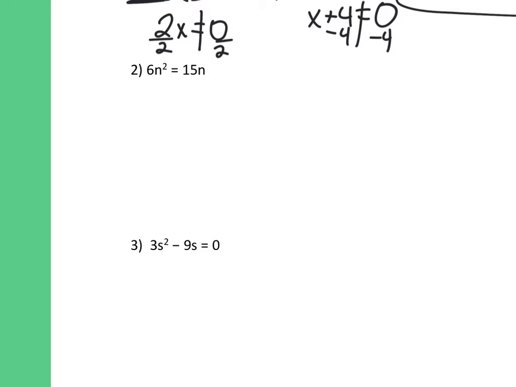Okay. Number two. Is that set equal to 0? I need everything on the side by itself. How could I move something over? Subtract 15n. Subtract the 15n, that works. So I now have 6n squared minus 15n equals 0. Now I need to find my GCF, pull that out, and set my 2 terms equal to 0, okay?